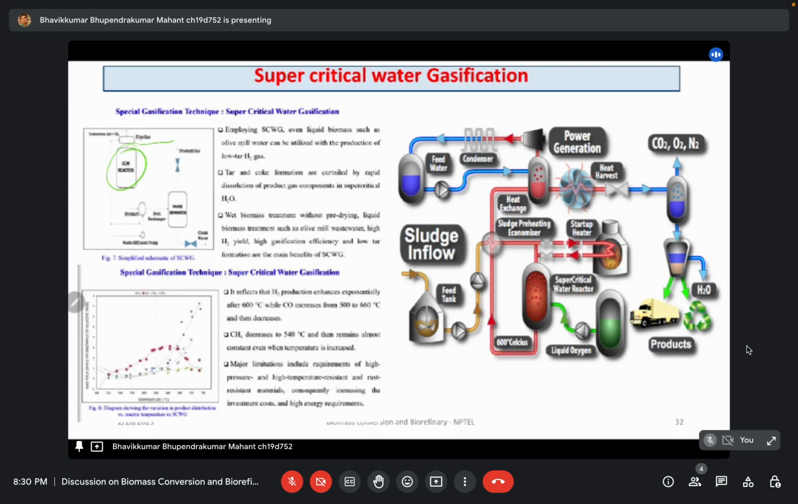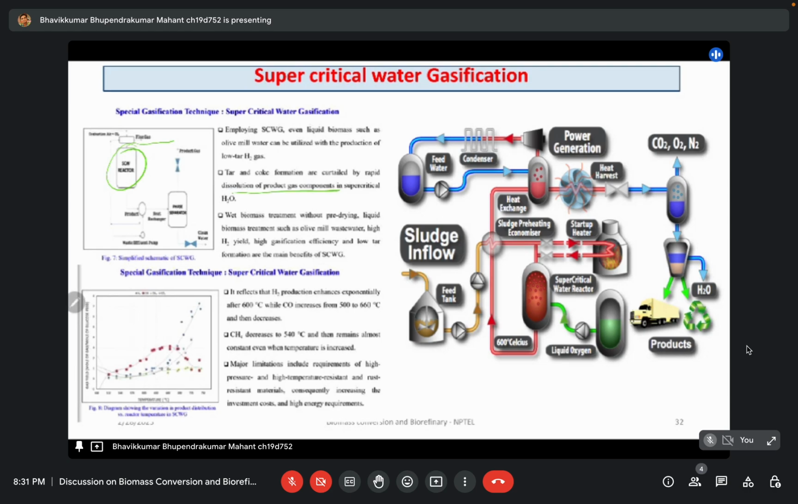So even liquid biomass such as olive mill water can be utilized. Many kinds of biomass we can use, because generally solid biomass goes to the biomass gasification process. But here our water is in the supercritical condition, so it still has liquid characteristics also. If you have liquid biomass, we can use it; if you have solid biomass, we can also use it. Tar and coke formation is reduced by the rapid dissolution of product, because the finer product gets dissolved into the supercritical water, and that water we can separate out, and we can separate the final product out of it, whatever we get in normal conditions.